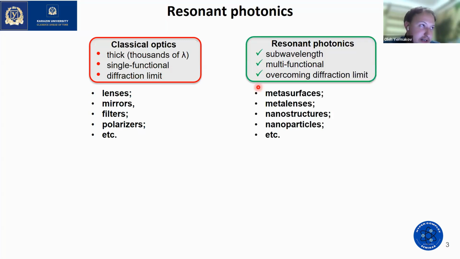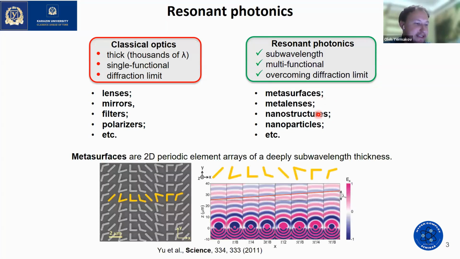And it highlights the relevance of resonant photonics, which operates with deeply subwavelength objects that may be multifunctional, so perform several functions simultaneously and even overcome, for instance, the diffraction limit. The platform of resonant photonics consists of metasurfaces, metalenses, different nanostructures, and nanoparticles, and I will focus mainly on metasurfaces in this talk. Metasurfaces are two-dimensional periodic subwavelength arrays, and they are very thin. The thickness is from several atoms up to several nanometers in the visible spectrum and up to 1 millimeter in the microwave spectrum.